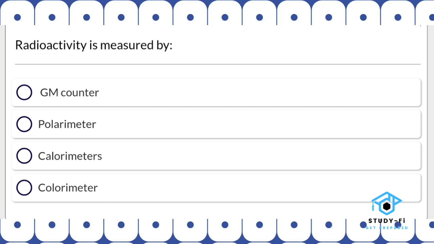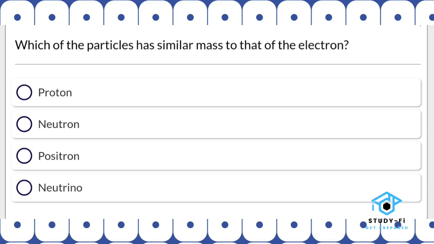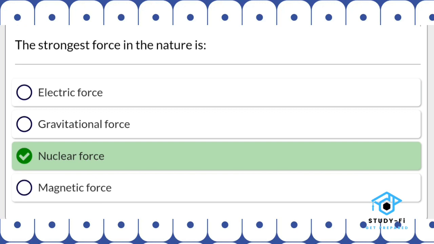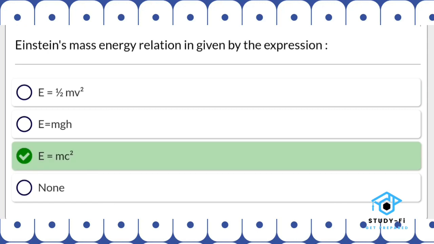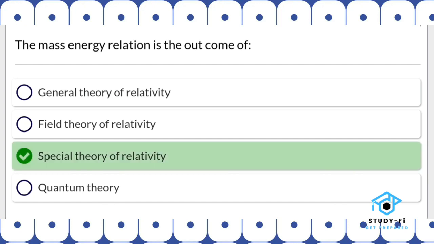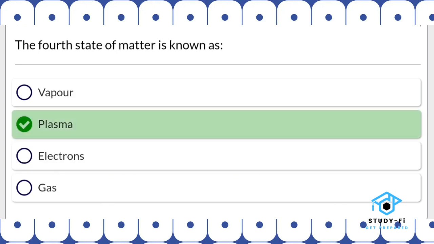Radioactivity is measured by GM counter. Which of the particles has similar mass to that of electron? Positron. The strongest force in the nature is nuclear force. Einstein mass energy relation is given by the expression E is equal to mc square. The mass energy relation is the outcome of special theory of relativity. The fourth state of matter is known as plasma.